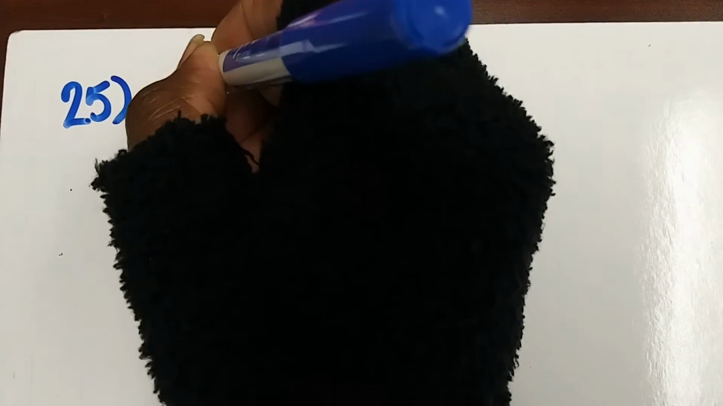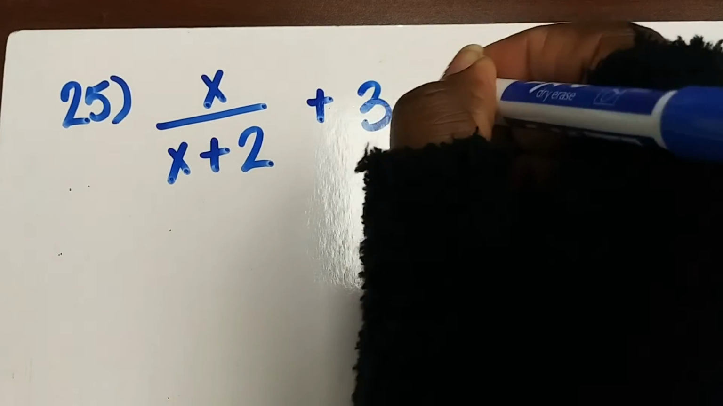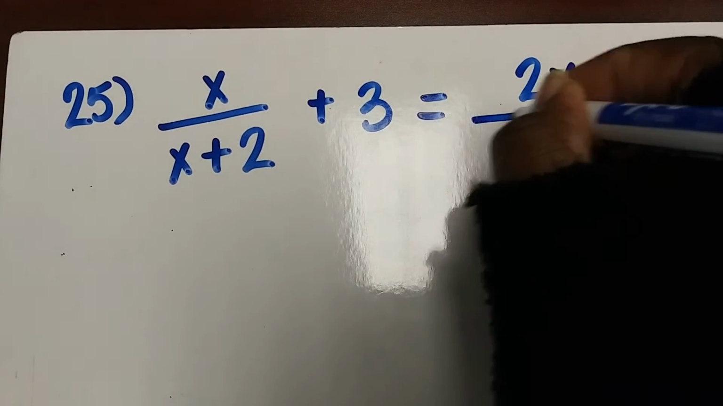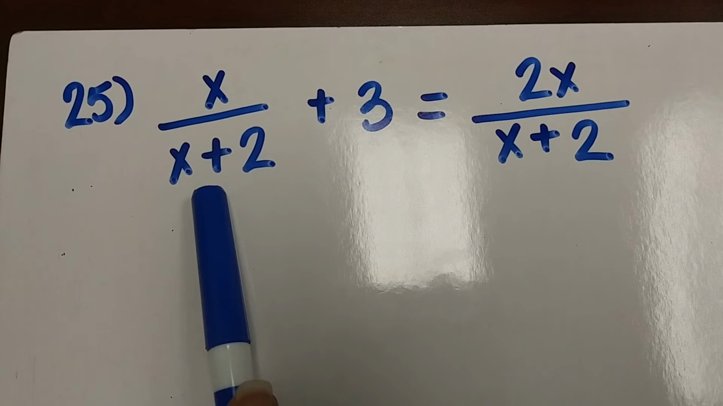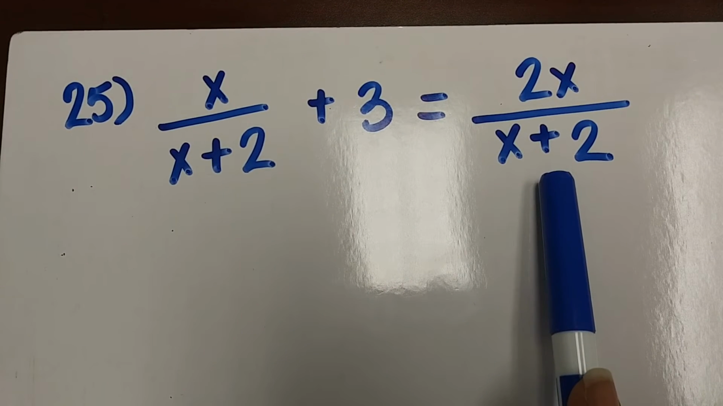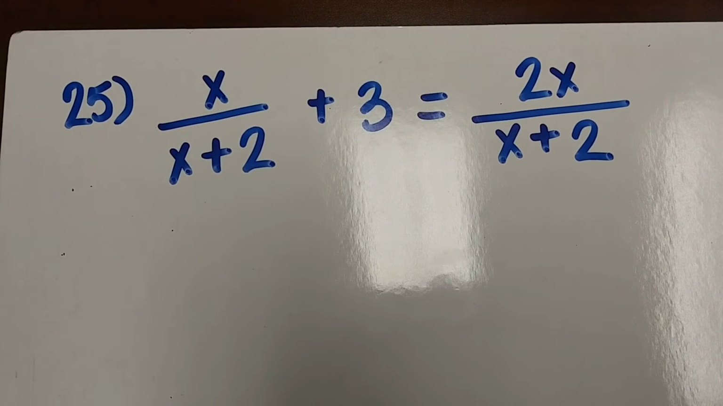So 25 has x over x plus 2, plus 3, equals 2x over x plus 2. Now look at the problem. What is your least common denominator? I see a denominator of x plus 2 and a denominator of x plus 2 again. 3 is understood to be over 1, so we don't have to include that 1 because we know it's understood to be a 1 there. So my least common denominator is what's different in your denominator. The only thing that is different is 1 and x plus 2. Don't need to write the 1. So my LCD is x plus 2.